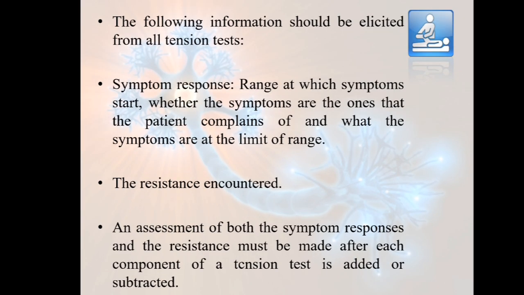This information should be elicited from all tension tests. Symptom response: the range at which symptoms start, whether the symptoms are the ones the patient complains of, and what the symptoms are at the limit of range. The resistance encountered: an assessment of both symptom response and resistance must be made after each component of the tension test is added or subtracted.